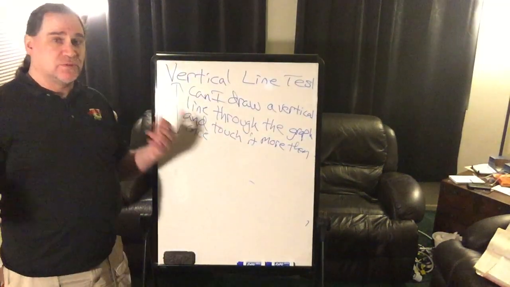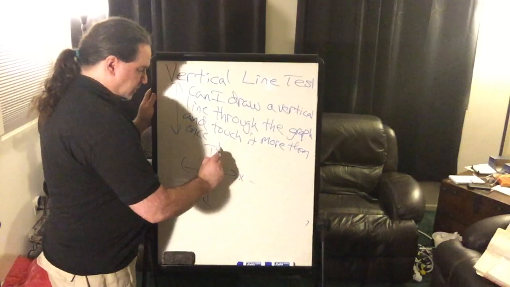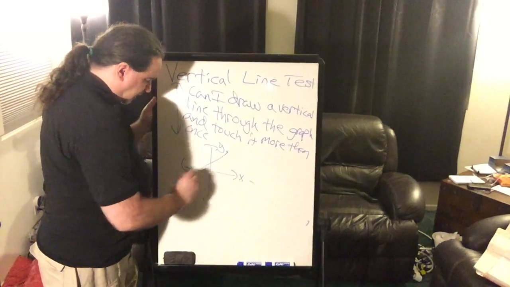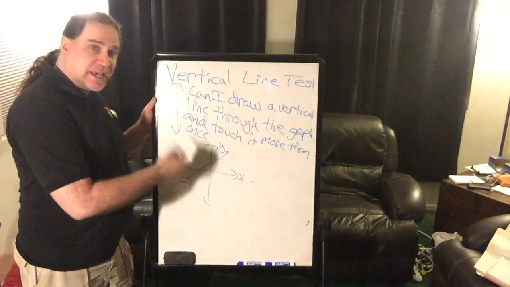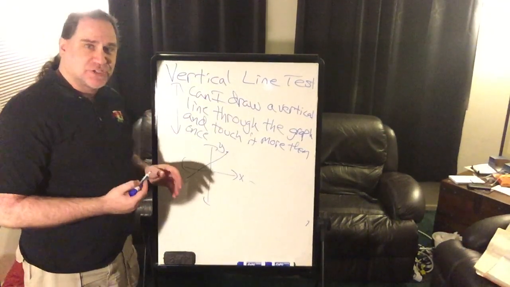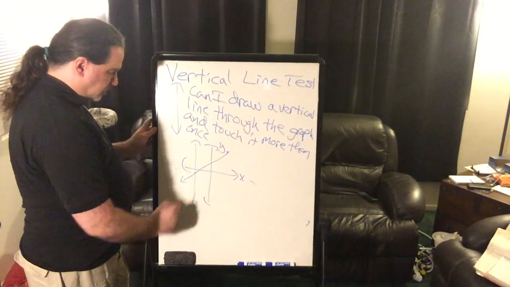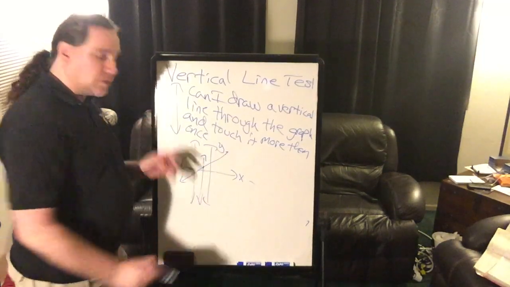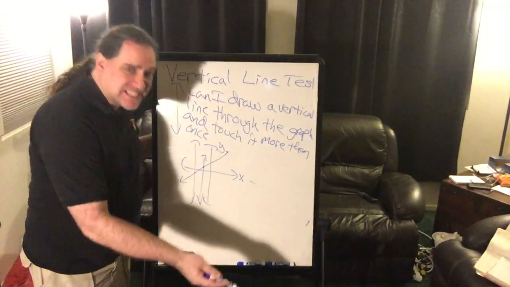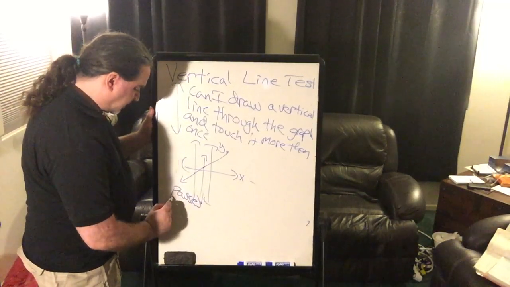Let me give you one example of each. So if we have ourselves a little graph, there's the x, there's the y, and this graph, let's just make it easy. Nice straight line. There's the line. And the question is, can I draw a vertical line straight through this line that I just drew and touch it more than one time? Nope, I only hit it once. There's nowhere I could draw that was going to hit it more than once. So since it passes the vertical line test, it is a function.